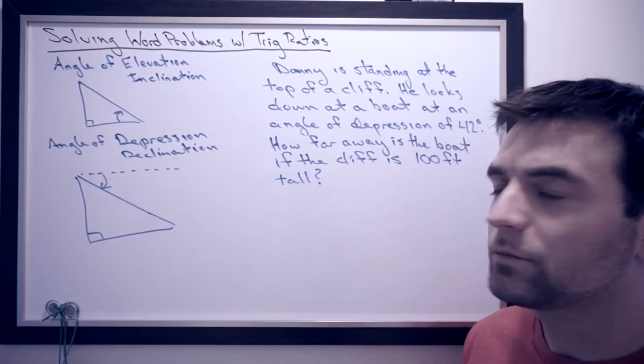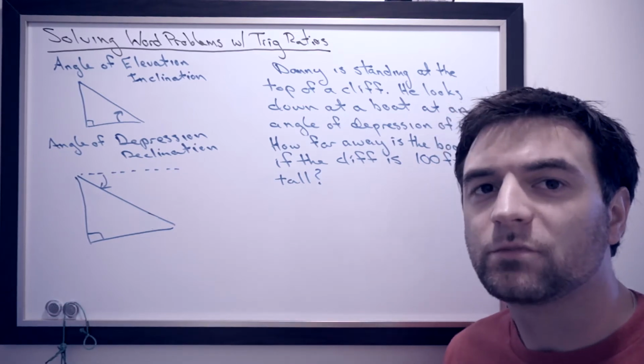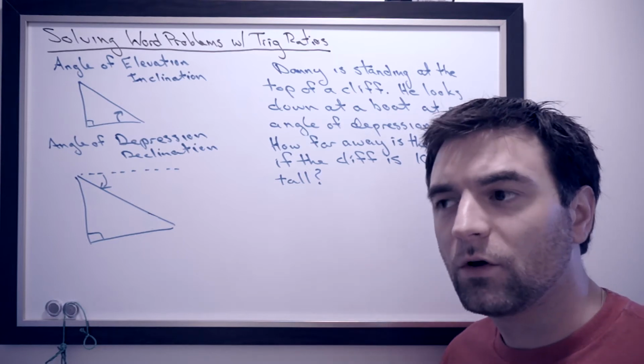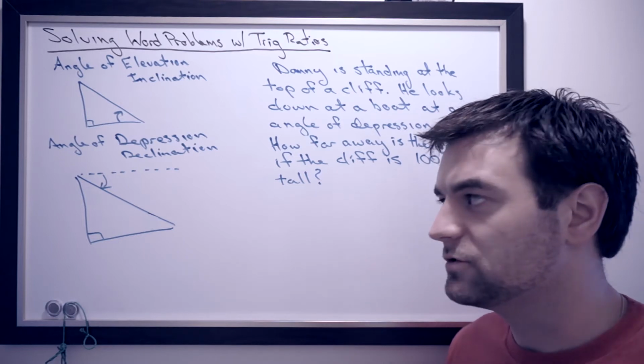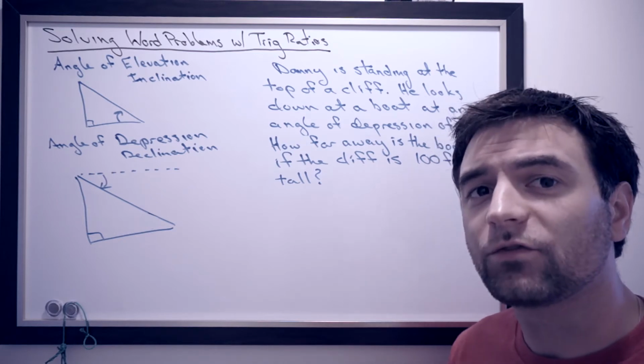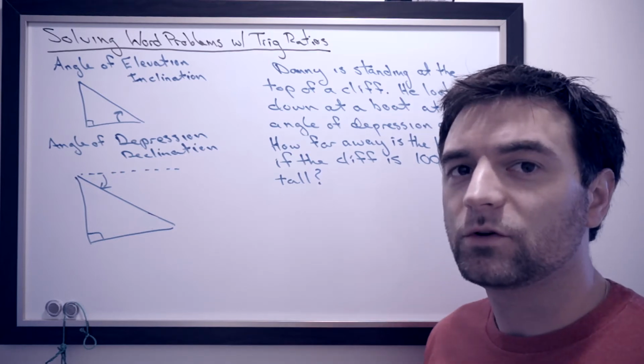So we're going to look at solving word problems with trigonometric ratios. The actual calculation portion of it is exactly the same as finding the angles or the sides using the trigonometric ratios. The important part here is actually drawing out the triangles from the word problem. There's a couple terms that you might run into when you're doing these.